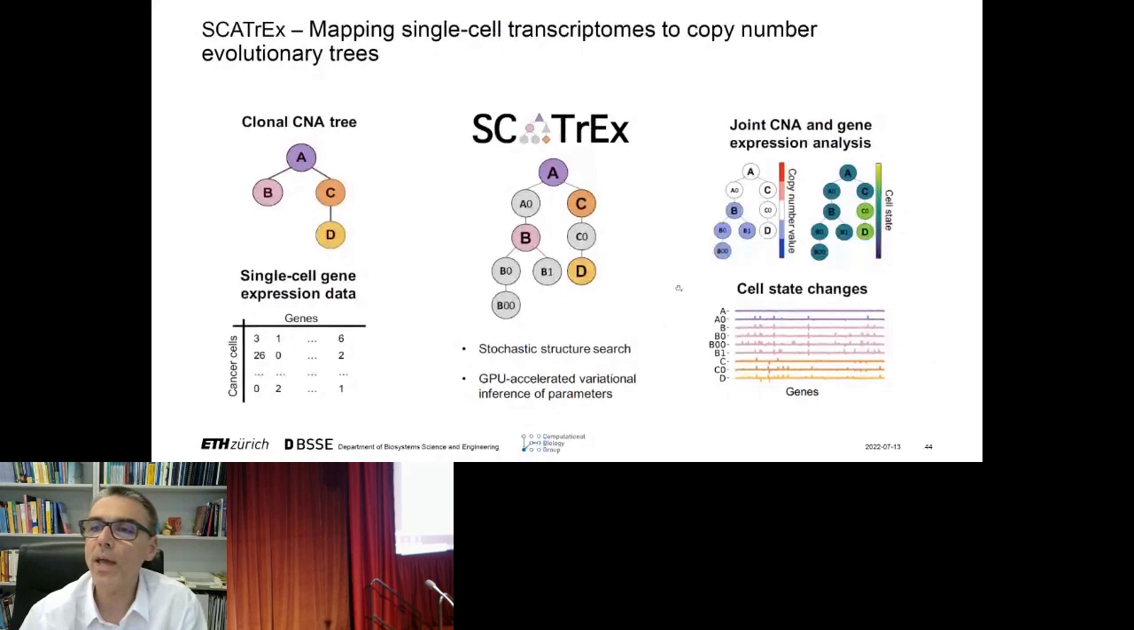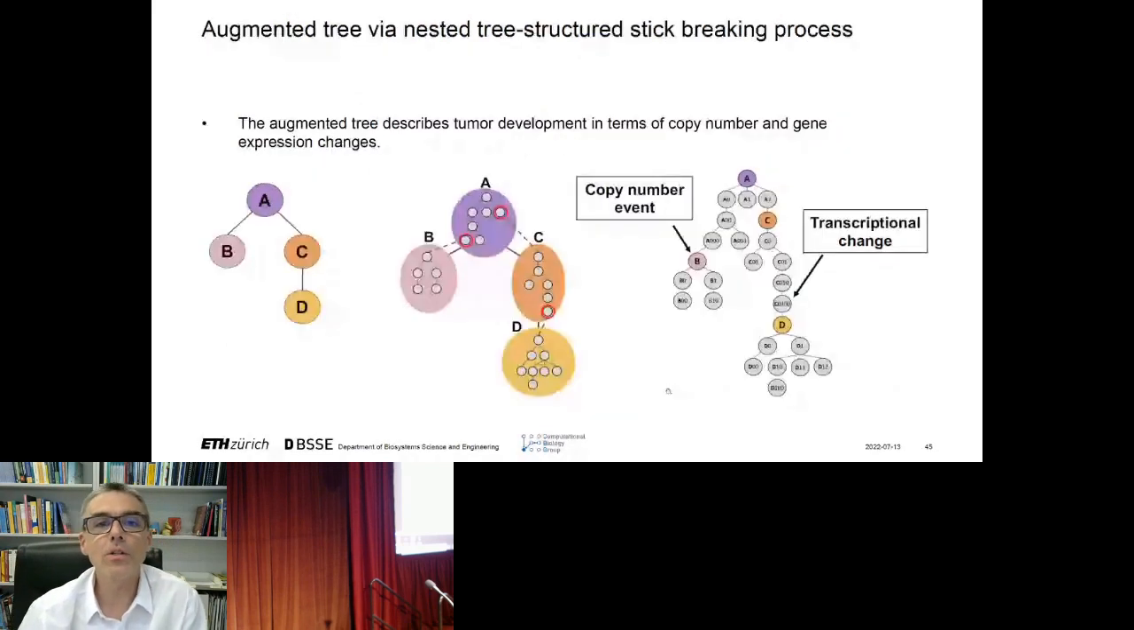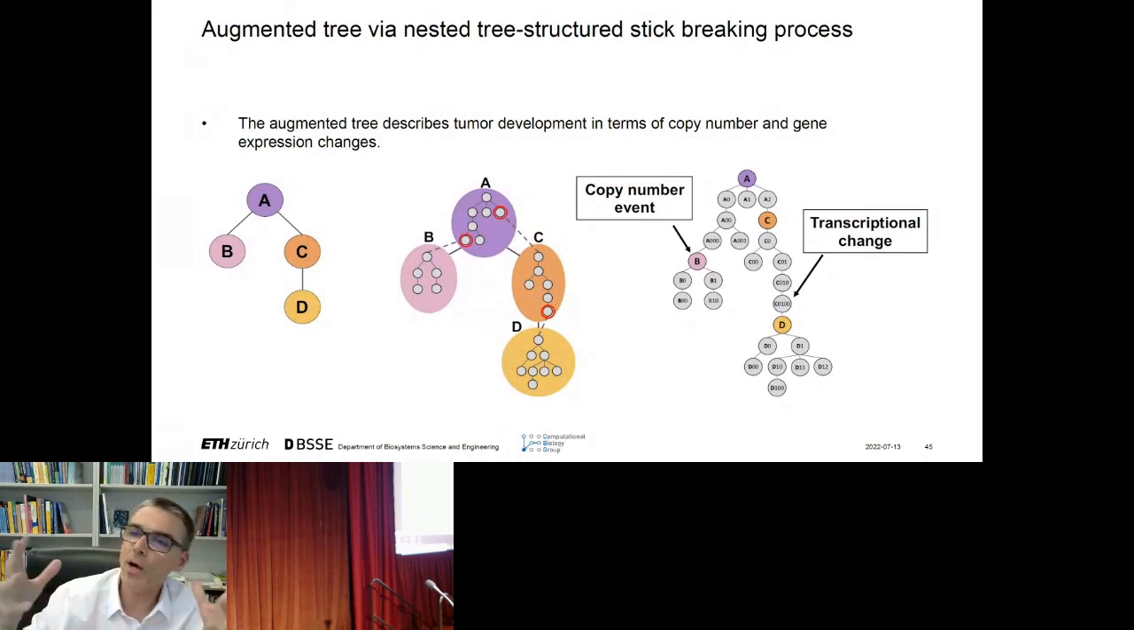And if you do this, you are able to separate the effect that the copy number change has on the transcriptome versus other effects that the model estimates to be present in the data. Now, just to show you very briefly how this works, we obtain this augmented tree via a so-called nested tree structured stick breaking process. So this is a generative stochastic process that will generate these trees, and it's nested in the sense that there's a tree for the copy numbers, and within each node of the tree there are subtrees that account for additional transcriptomic diversity of all the cells from that particular clone.